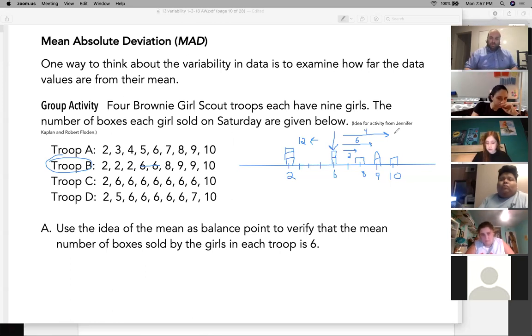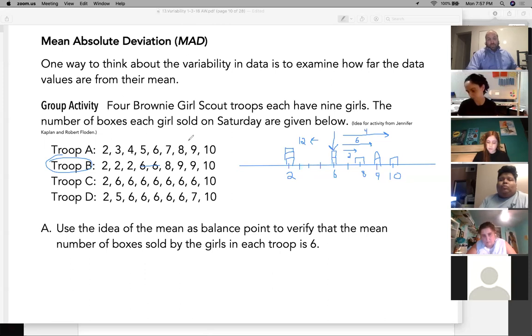Wait, can you just explain how you got 12 on the left-hand side again? There's 4. Each of them is 4, and there's 3 of them. 4, 4, 4. Okay. The other ones are done in a very similar way. They're easier to see, but you can do them this way.